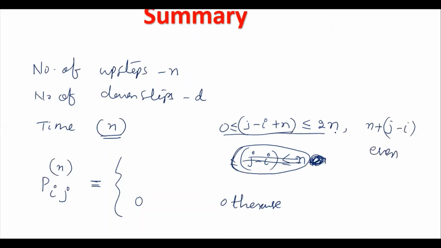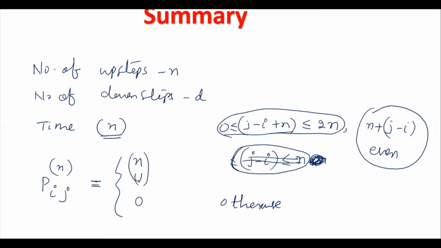These are the two conditions. Under these two conditions, this will be n choose u, where u is the number of up steps here. You can write d also. p to the power u, (1 minus p) to the power n minus u. This will be the probability.